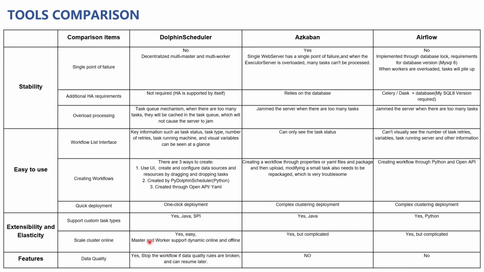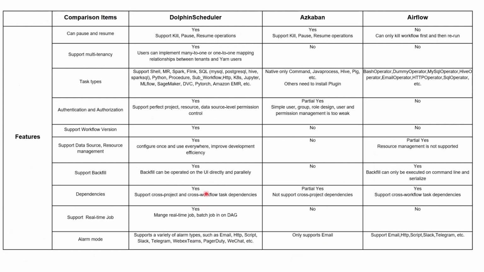And also about data quality: yes, we can stop the workflow if the quality rules are broken, and we can resume later. Azkaban and Airflow do not have this kind of convenience tool. About pausing, as I talked about earlier, we can stop even the subflow, but Airflow cannot. You can only kill the workflow first and then rerun.